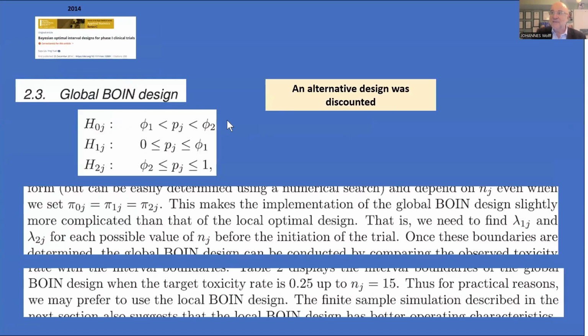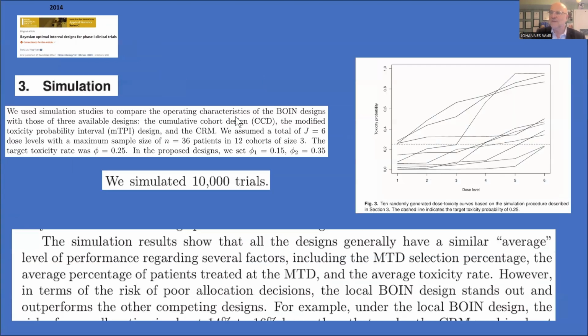Oh, the paper carries on saying there is another design. They call that the global design, and they compare the two, but the global design was inferior. And the way they determined that was in part by simulation. Simulation means create virtual patient populations where the computer knows what the MTD is, and then they throw randomly patients out of that patient population into the design and determine how long it takes the design to find the MTD or how close the design comes.